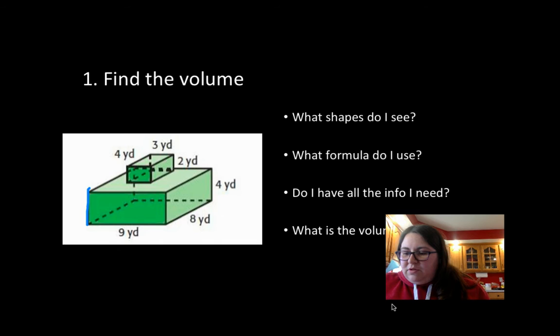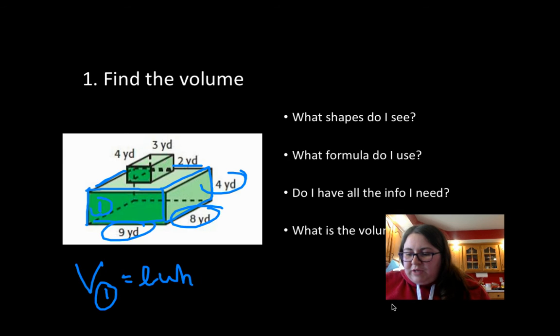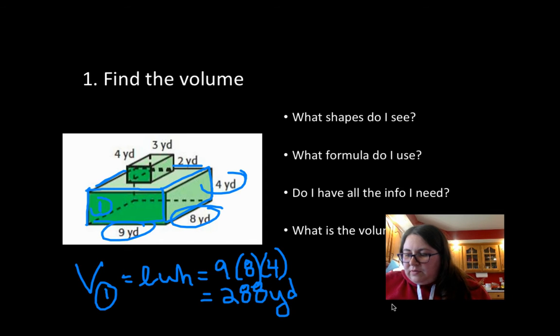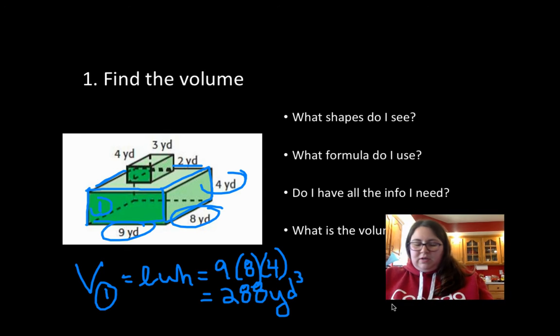So if I think about this shape here, okay, I've got that bottom rectangular prism that I know has dimensions 9 and 8 and 4. So I'm going to call that shape 1. To find the volume of shape 1, all I'm going to do is length times width times height. So I've got 9 times 8 times 4. That's going to give me 288 yards cubed, because we're talking about volume. Just checking my math here, 9 times 8 times 4 is 288.